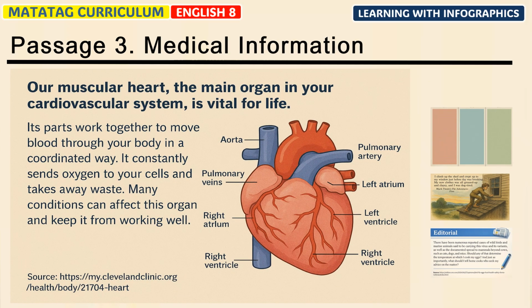Passage 3 is a medical informational text. Our muscular heart, the main organ in your cardiovascular system, is vital for life. Its parts work together to move blood through your body in a coordinated way. It constantly sends oxygen to your cells and takes away waste. Many conditions can affect this organ and keep it from working well.